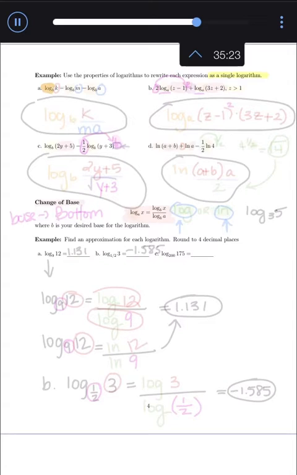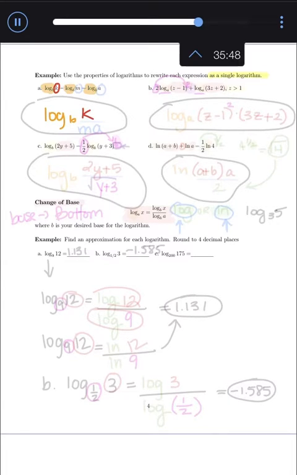Well, we have a log base b of k minus a log base b of m minus another log base b of a. So what's important is all of these logs do match up. They all have the same base. They all have log base b. Now, what we're going to have first is our k.